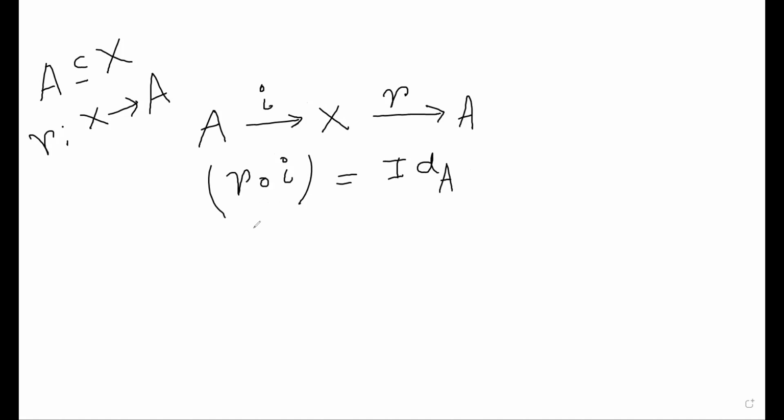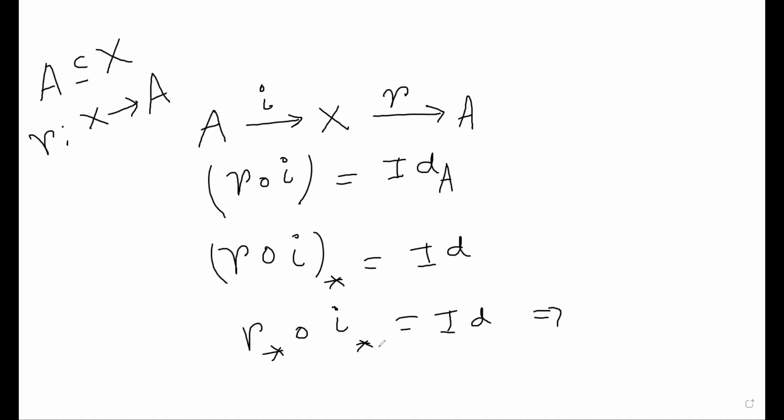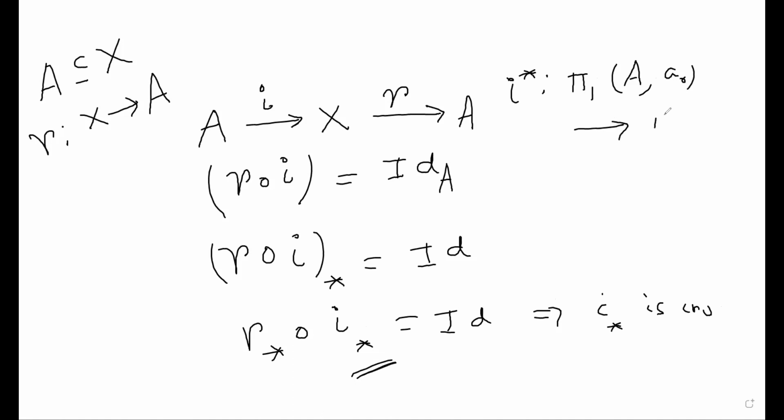Now, if you look at the induced map, R compose I star, that will also be identity. From the functoriality property, this is just R star compose I star, that is also identity. And that will imply that this I star is in fact injective, isn't it? Composition of two maps is the identity, so this map has to be injective. So that means my induced map I star from the fundamental group of A at a point, say a naught, to the fundamental group of X at the point a naught, is injective, right?